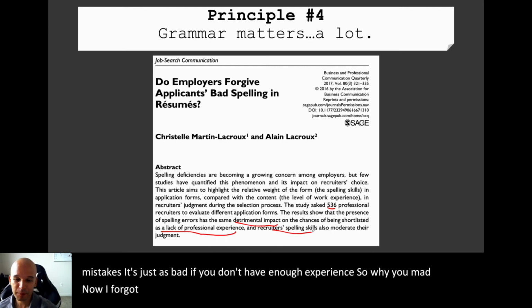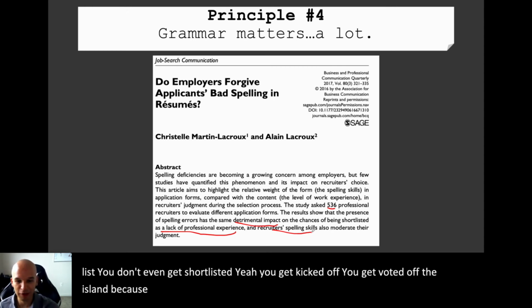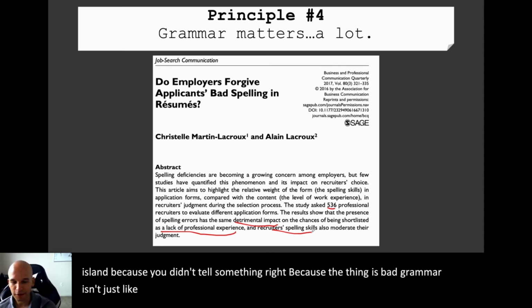Because people get mad about that stuff and you get shortlisted. You don't even get shortlisted, okay? You get kicked off. You get voted off the island because you didn't spell something right. Because the thing is, bad grammar isn't just an arbitrary grammar Nazi thing.